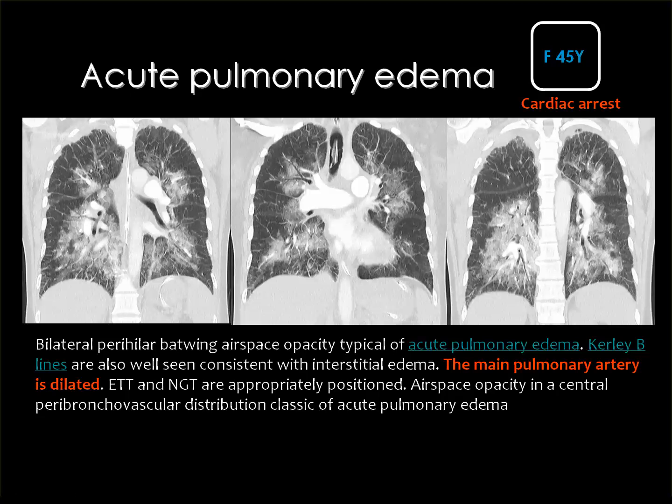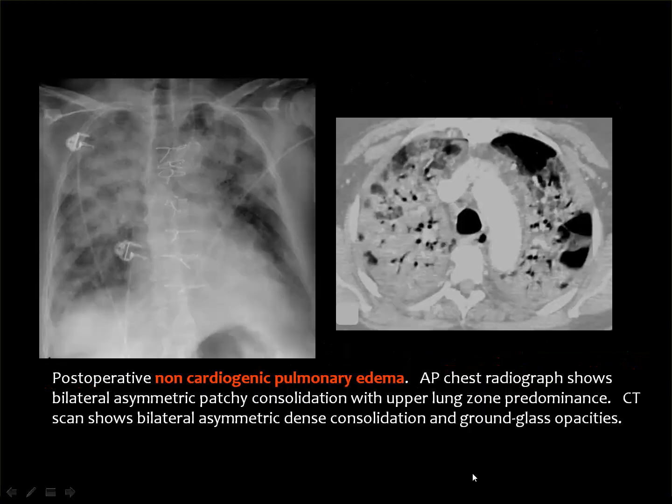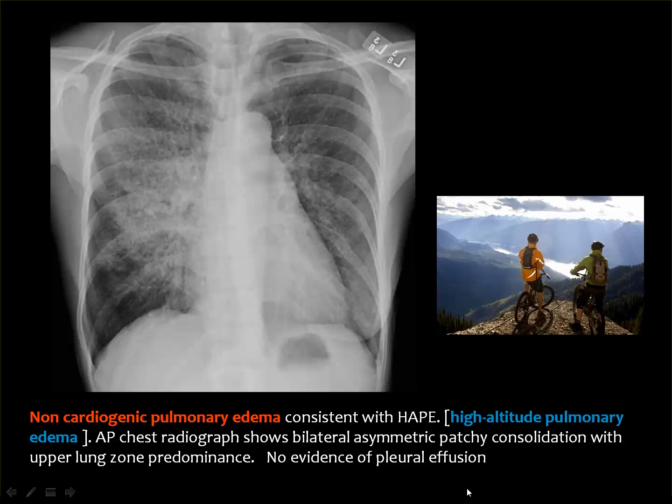Actually, if we have the section that is passing through the pulmonary artery, we can assess this finding. But if you look here in this coronal image, you can see that the right pulmonary artery as well as the left one are dilated. This is a post-operative patient with development of pulmonary edema, and you see the extensive opacities, and you see also the opacities on the CT scan.